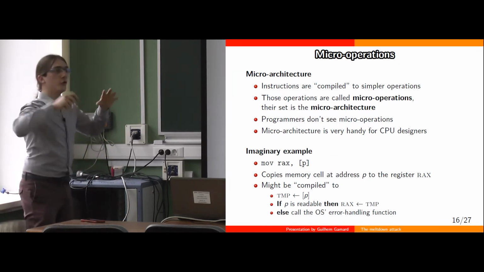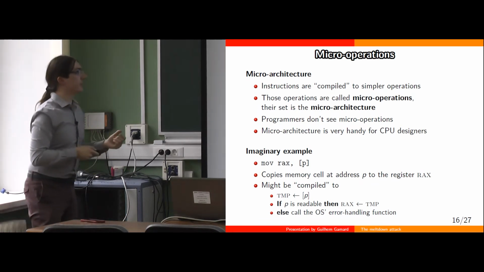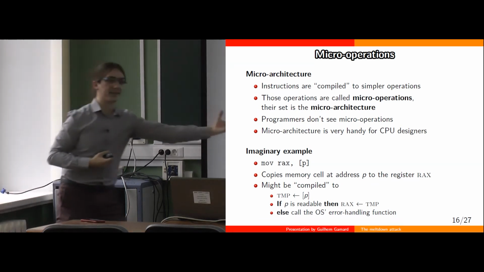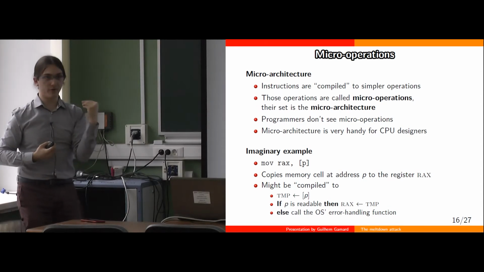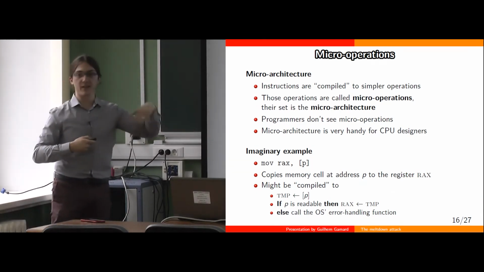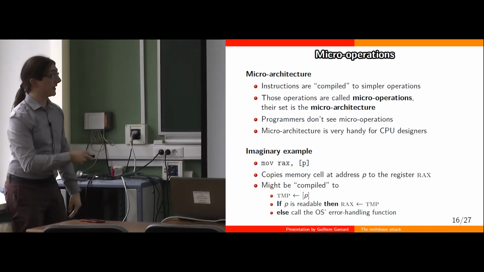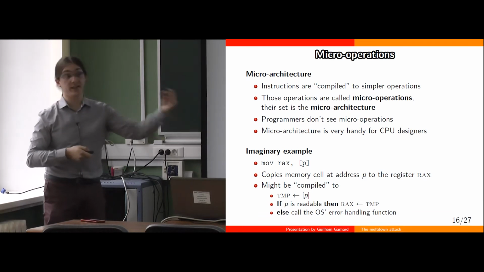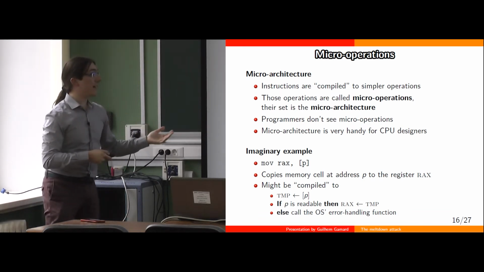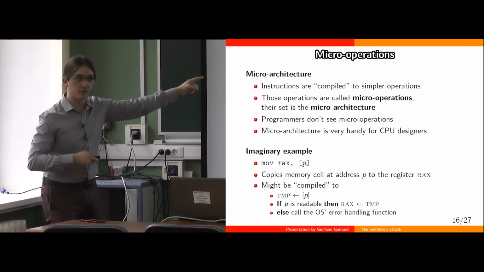So this could be compiled in an imaginary model, say an imaginary processor, to something like: I actually get the value from memory, and I check by other means, interrogating the MMU, whether P is readable. If so, I copy the value that I had in RAX, and otherwise I make a call to this function that we discussed earlier that handles page faults.